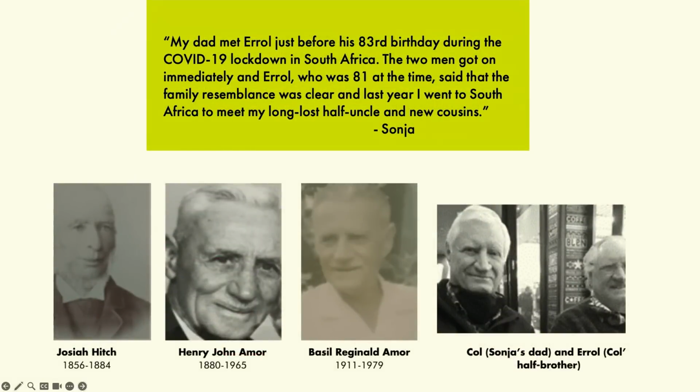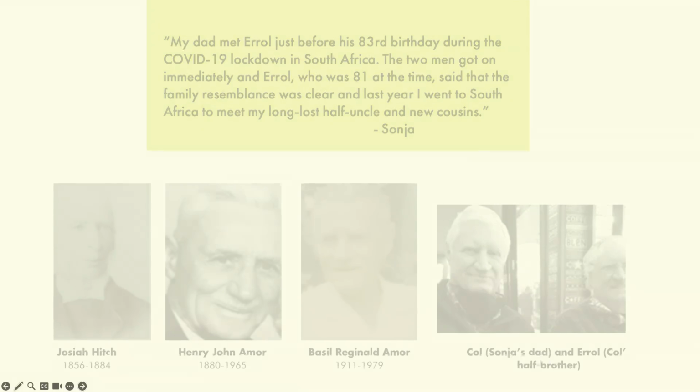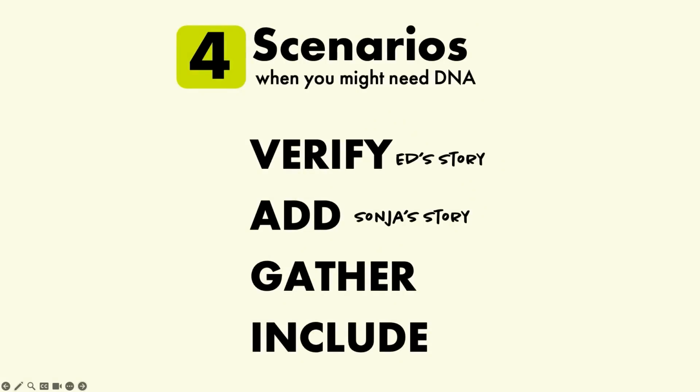So, this is what Sonia says. "My dad met Errol just before his 83rd birthday during the COVID-19 lockdown in South Africa. The two men got on immediately, and Errol, who was 91 at the time, said that the family resemblance was clear. And last year, I went to South Africa to meet my long-lost half-uncle and new cousins." Isn't that fantastic? So, yay, thank you, clap.